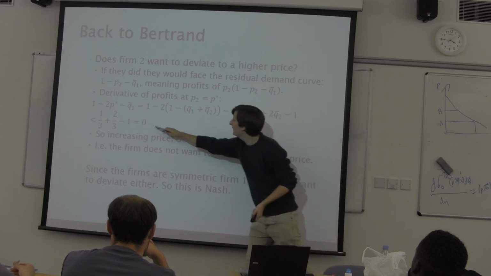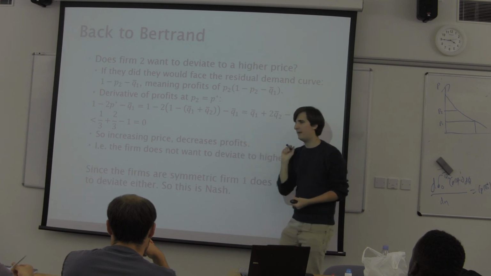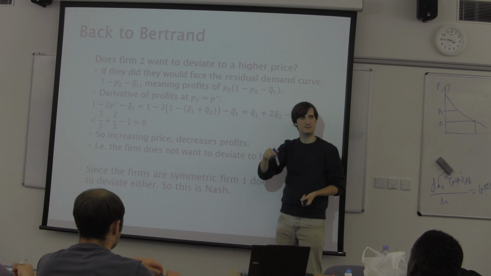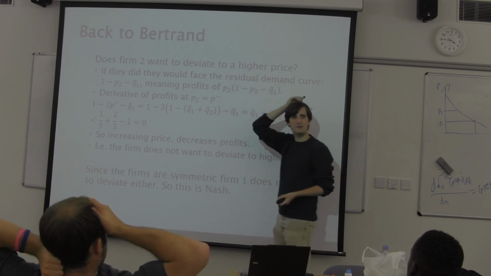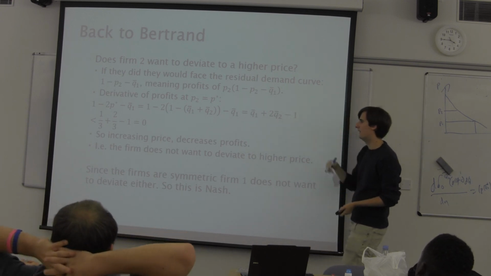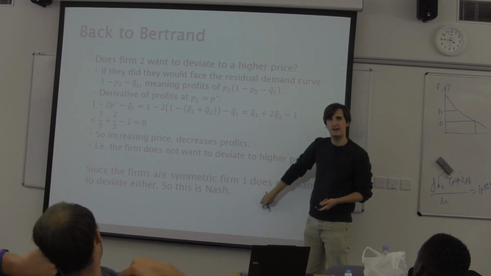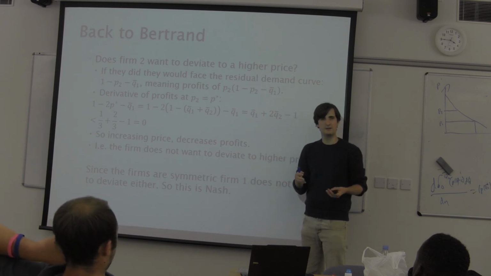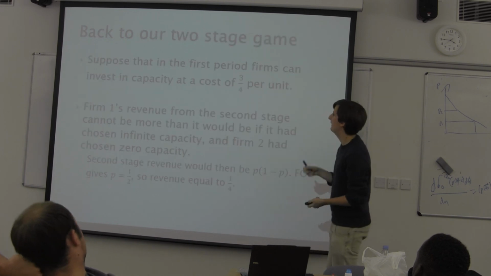So what we see is that if profits are at the optimum point, then if they increase their price, profits go down. The derivative was negative. So firm 2 doesn't want to deviate to a higher price either. They don't want to go to a lower price, they don't want to go to a higher price. So this is an equilibrium. We've solved the second stage game, at least given some assumptions. What we have to do is go back and look at the first stage game.